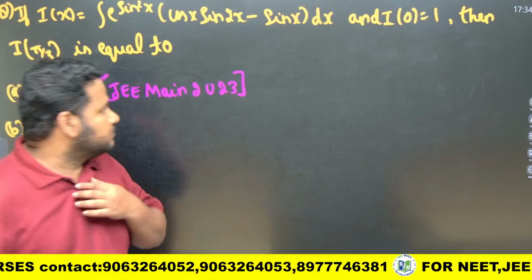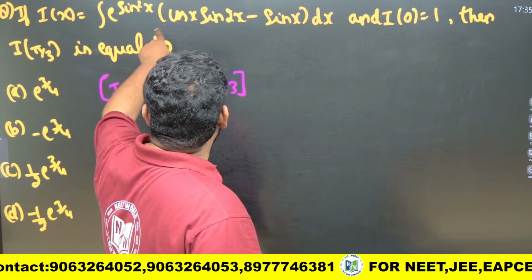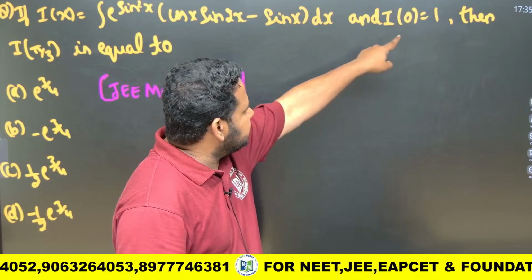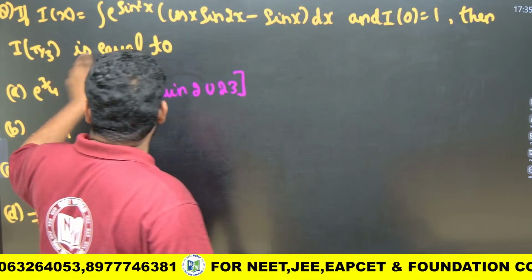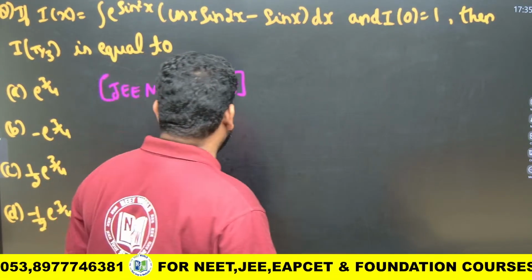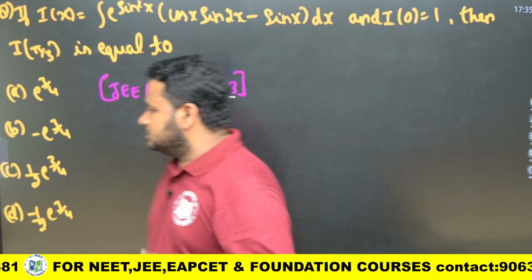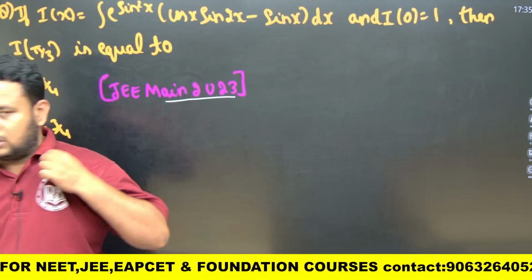So see here, what they have given is the integral of e power sin square x, cos x, sin 2x minus sin x, dx. And I of 0 is nothing but equal to 1. Then they are asking us to find I of pi by 3 is equal to what? This is a JEE Main 2023 question. So how to solve this question?